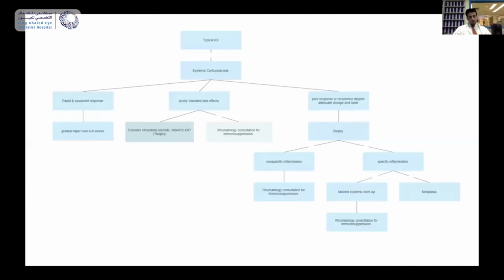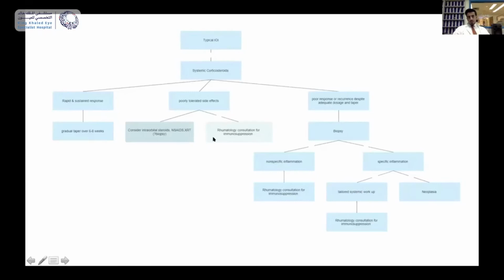This is an algorithm adapted from a paper by Harris that was published in 2006. You might keep it in mind when you face a case like this. When you have a typical idiopathic orbital inflammation, you might start systemic corticosteroid. If they have a sustained and rapid response, you taper the dose. If you have poorly tolerated side effects, consider intraorbital steroid or non-steroidal radiation, and consider also biopsy before you do that.